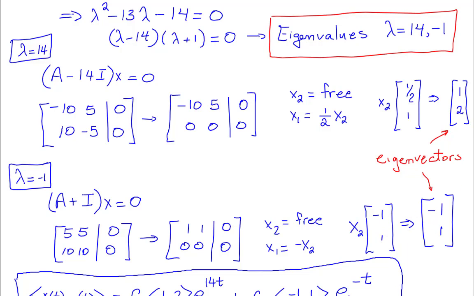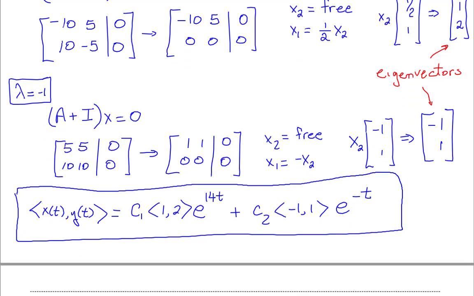What does all that mean? Alright, well, what it means is the following. For the eigenvalue of 14, the eigenvector that went with that is 1, 2, and you pick up a C1 if we had initial conditions. For the eigenvalue of minus 1, I get an e to the minus t with its eigenvector of minus 1 and 1.